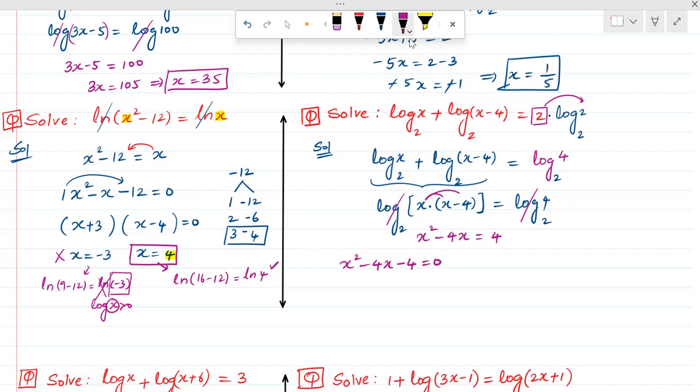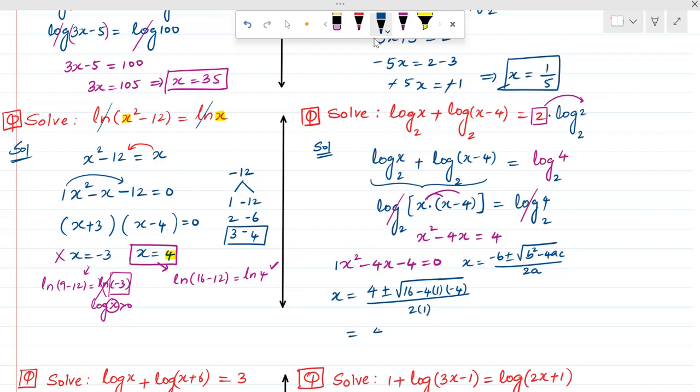So how will you solve this equation? It is not solved by factoring. Factoring is not possible here. I will go with the formula, minus b plus or minus square root of b squared minus 4ac over 2a, where a equals 1, b equals minus 4, c equals minus 4. And then minus of minus becomes plus, the square root of b squared, 16, minus 4 into a into minus 4, over 2 into a, which is 1.